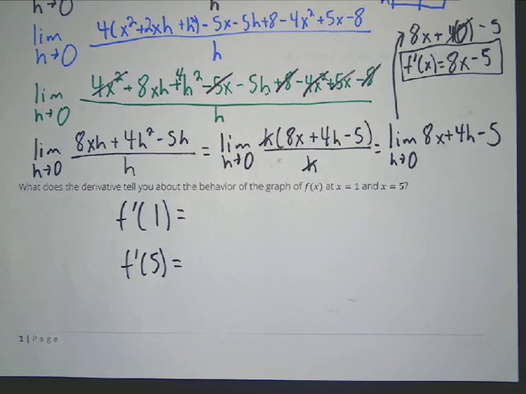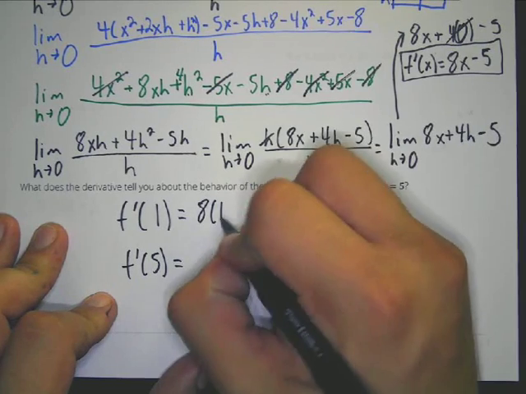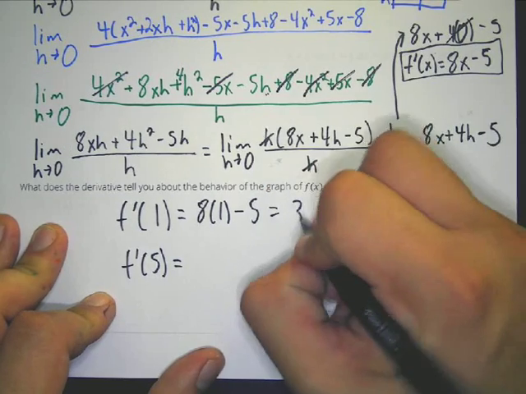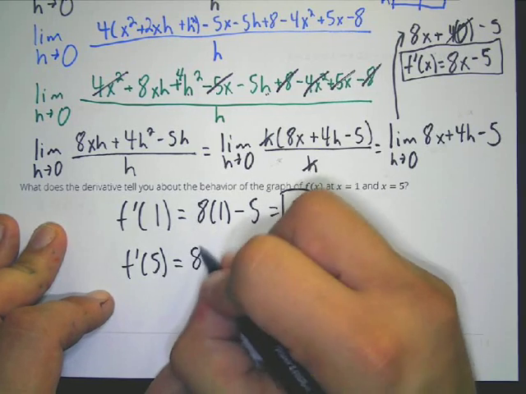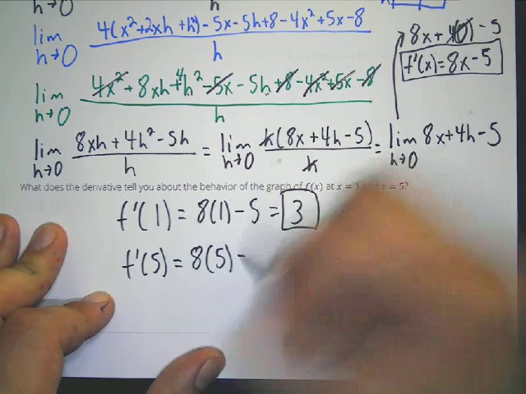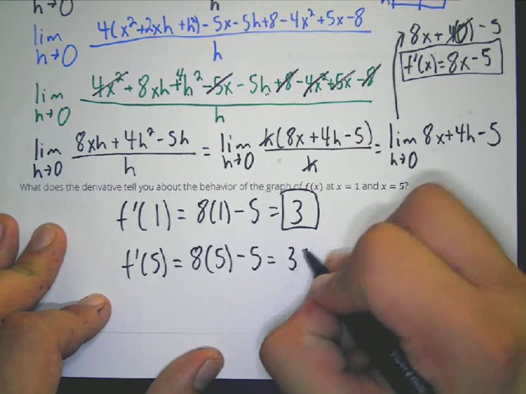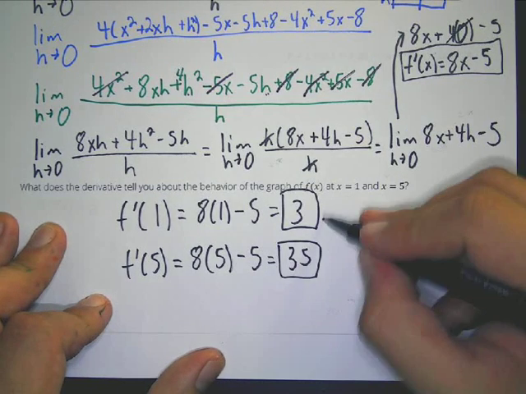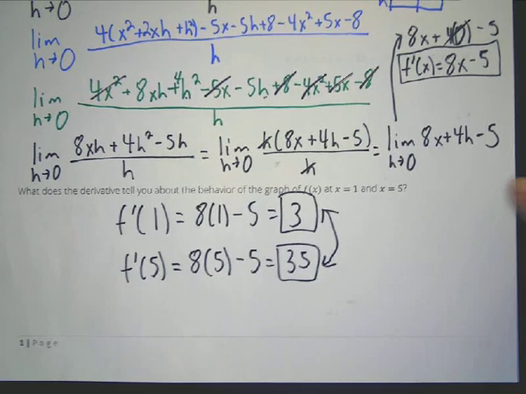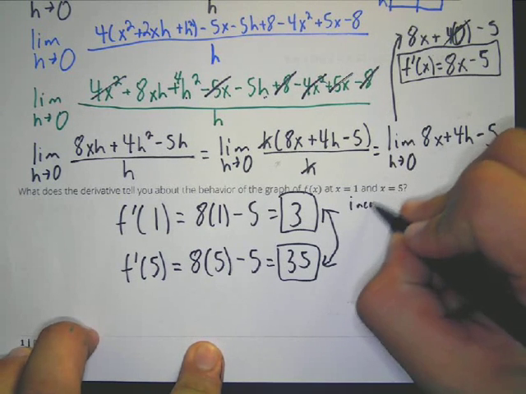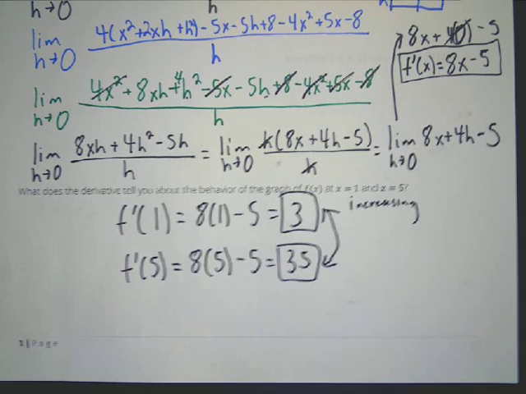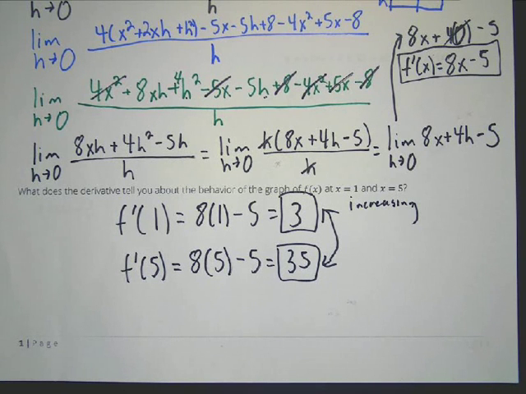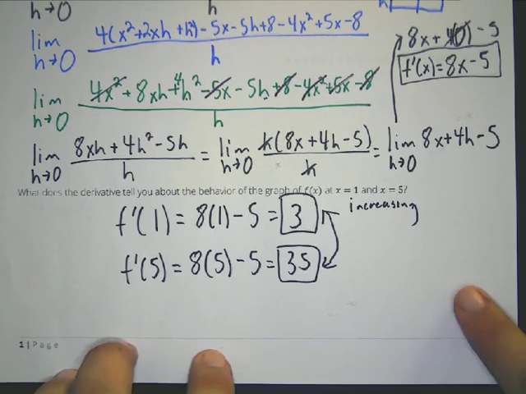So it's going to be 8 times 1 minus 5, which is 3. And 8 times 5 minus 5, which is 35. Now, what is that saying about those points? Well, one, yes, it is increasing because of why? Because it's positive, right? It's increasing, so at that point the curve must be going on an upward trajectory.